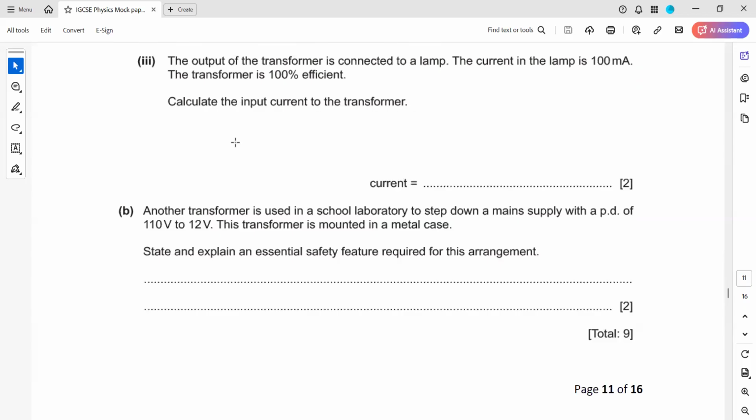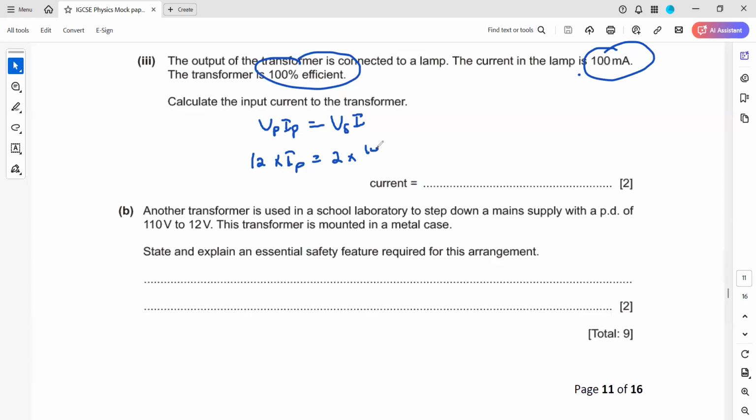The output of a transformer is connected to a lamp. The current in the lamp is 100 milliampere. It is 100% efficient. Calculate the input current. So VP IP is equal to VS IS. If a transformer is 100% efficient, the input voltage is 12 volts. The input current we don't know. The output voltage was 2 and the output current is 100 milliampere, so it is 100 into 10 to the power minus 3. The 12 is multiplied on one side, on the other side it will be divided. So IP is equal to 2 times 100 into 10 to the power minus 3 divided by 12. That will give us the input current of the transformer.